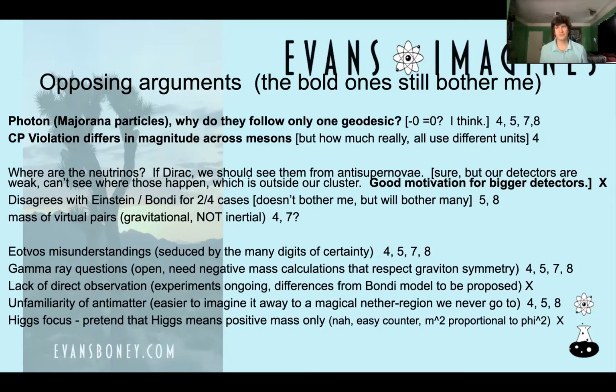Massive virtual pairs. So this is something Feynman brought up. This is something Weinberg brought up. If you got a smart guy and you bring up this idea, you're going to bring it up. So you got to know your responses. What kind of mass are we talking? Gravitational, because that's all we're talking. We think that opposite masses repel. We're not talking inertial mass.